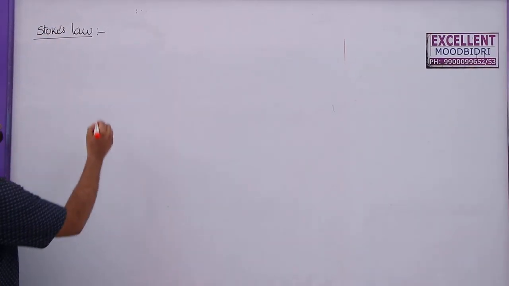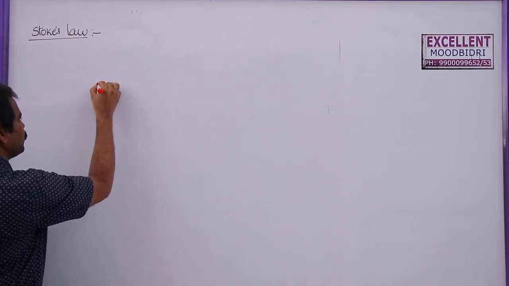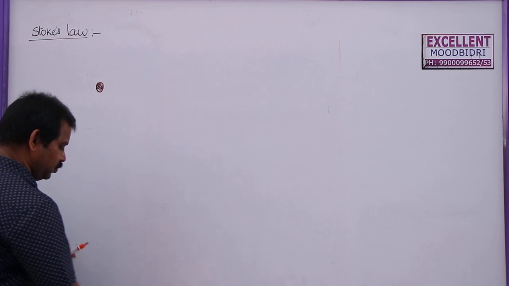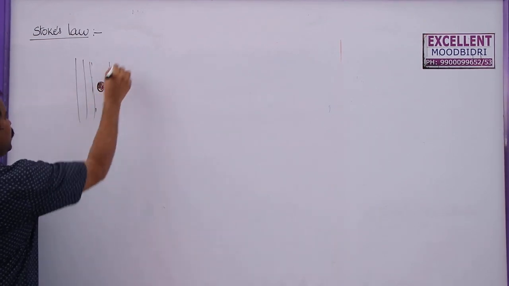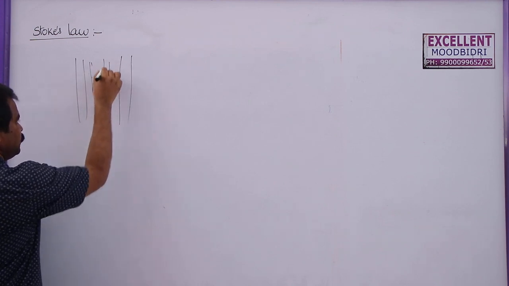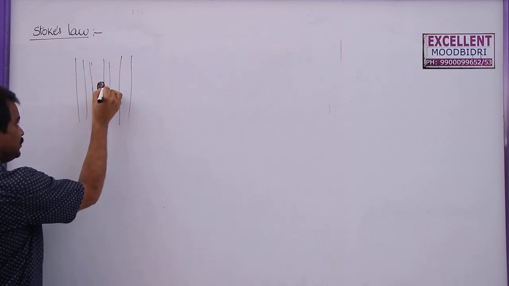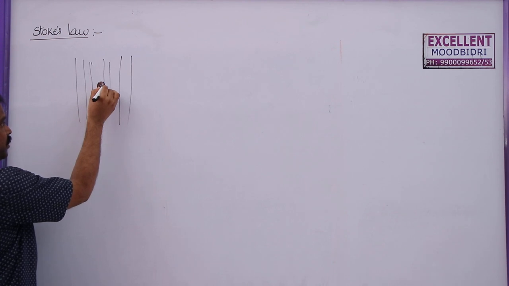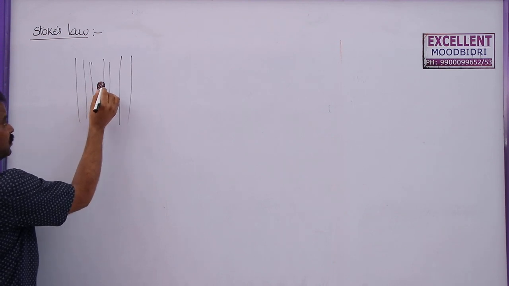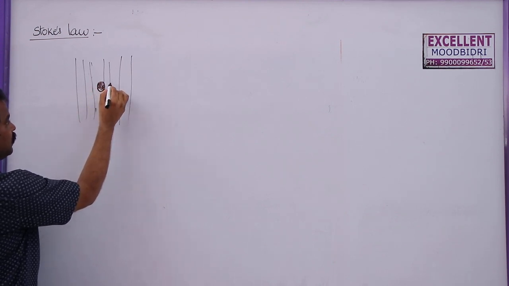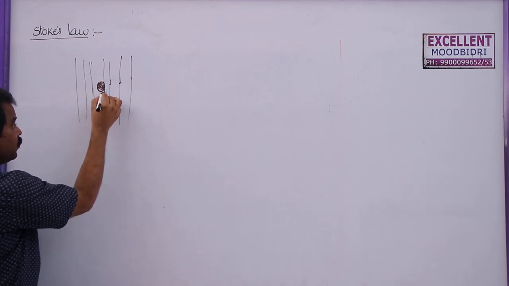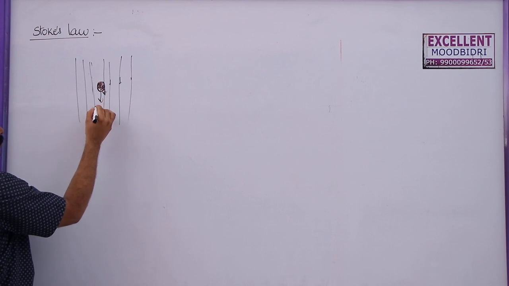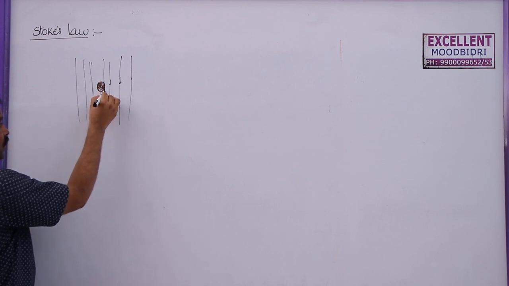Stokes law: whenever a body is falling through a fluid, it drags the layers of this fluid with it. That means it will drag this layer down, but this one is moving slowly, and this one is moving slower still, while the body moves with high speed. As the speed of this one is more, it will drag this one.